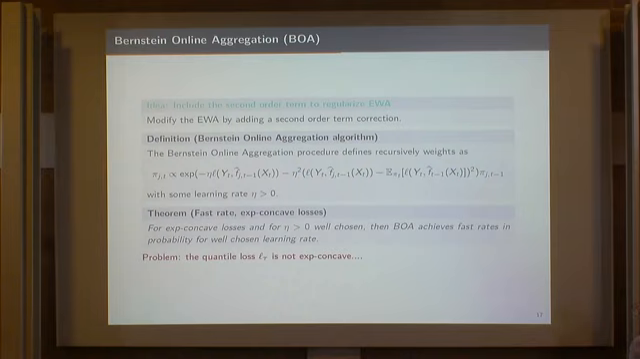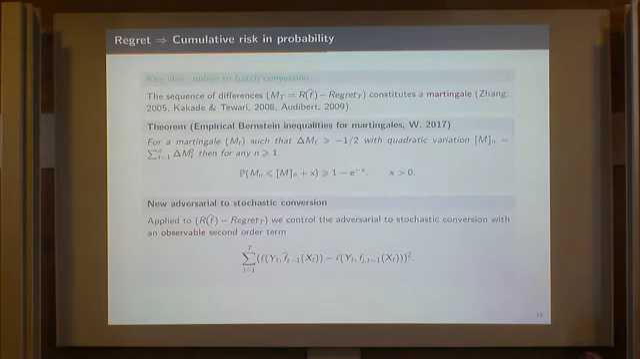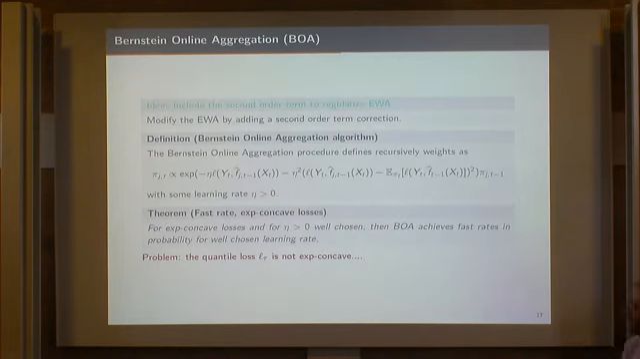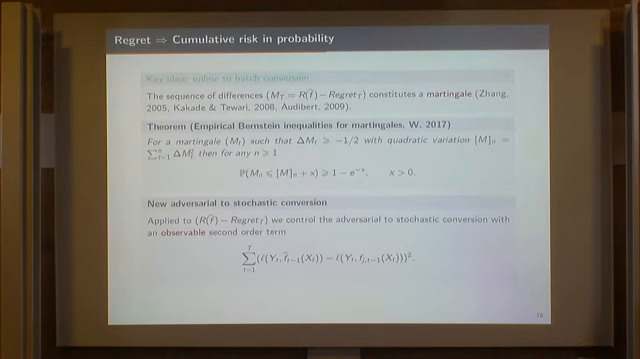And then, if the losses are exp-concave, the regret of BOA in the deterministic environment passes nicely to the stochastic environment, thanks to this new adversarial to stochastic conversion, because now the algorithm is built to control this term.